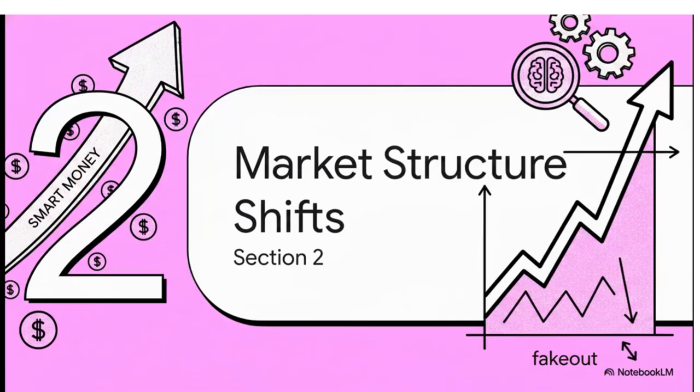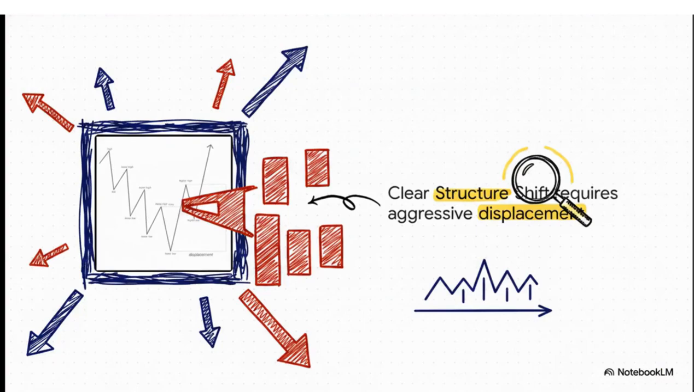Moving right along to Section 2, Decoding Market Structure Shifts. Okay, so to figure out how smart money signals a genuine change in trend direction and not just another fake-out, we have to look for a true market structure shift. Imagine a clear uptrend, right? Higher highs, higher lows. But then, unexpectedly, the price just aggressively plummets below the most recent lower high, creating a lower low. Now, what makes this an authentic shift and not just a liquidity grab?